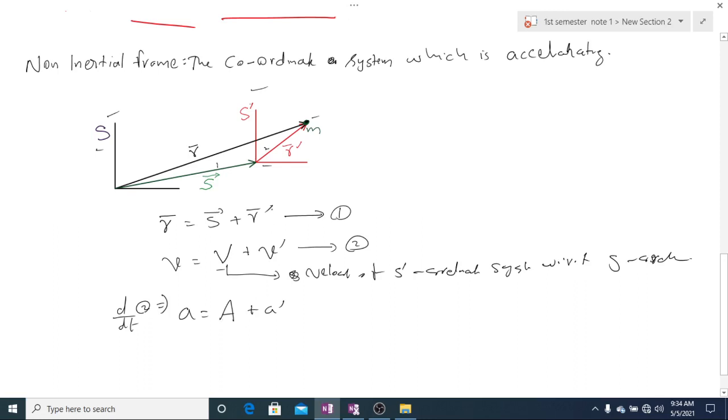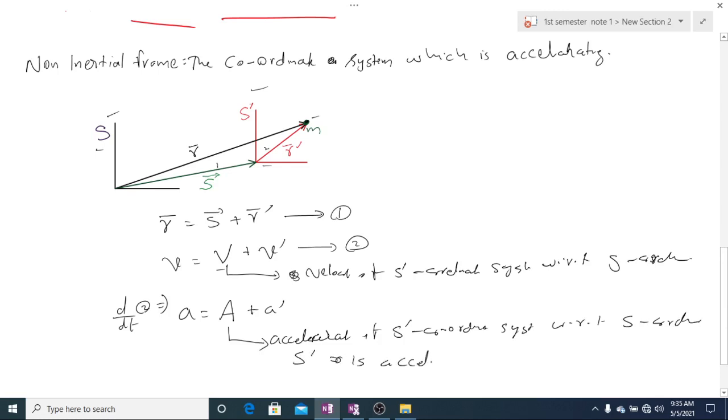All is relative to the coordinate system which we have chosen, where capital A is the acceleration of S prime system with respect to S coordinate system. That is, S prime is accelerating, or S prime is non-inertial.